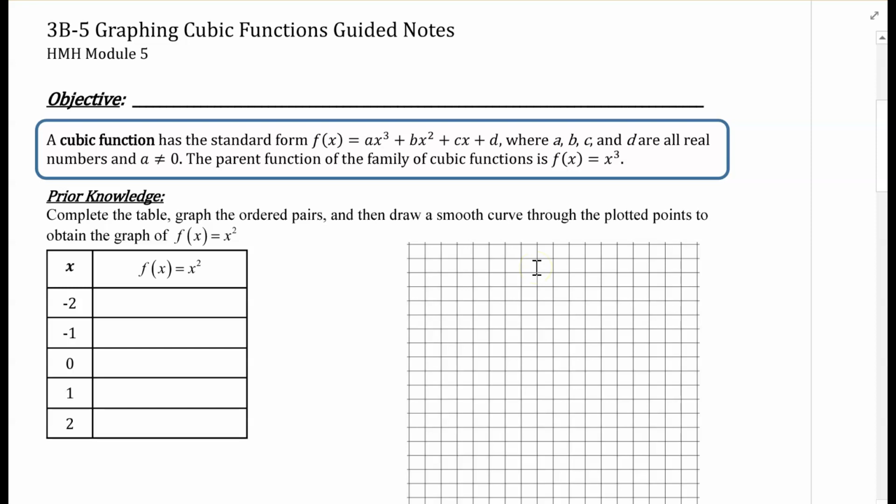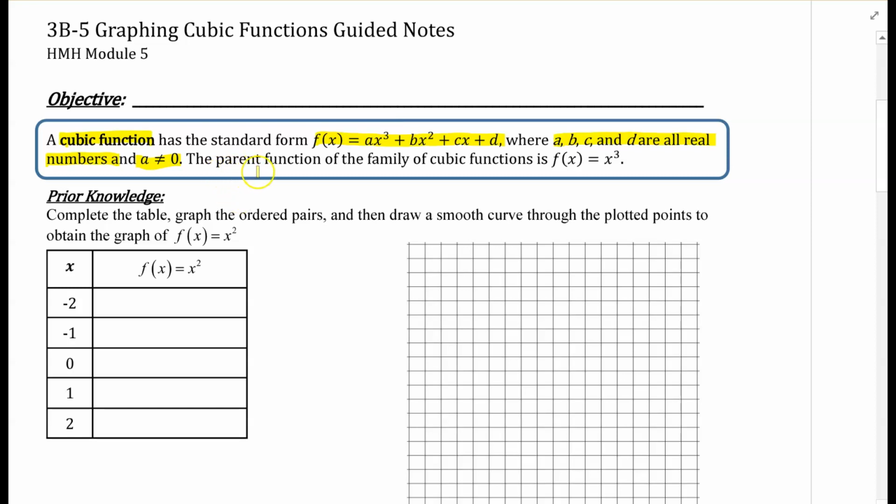So a cubic function, let me get my highlighter. A cubic function has the standard form f(x) = ax^3 + bx^2 + cx + d. And very important here, a, b, c, and d are all real numbers, and a does not equal 0, because if a was equal to 0, then we wouldn't have an x to the third function, so it wouldn't be a cubic function.